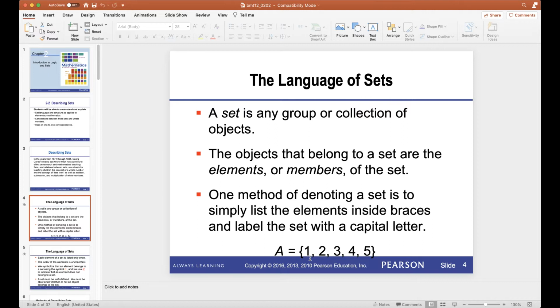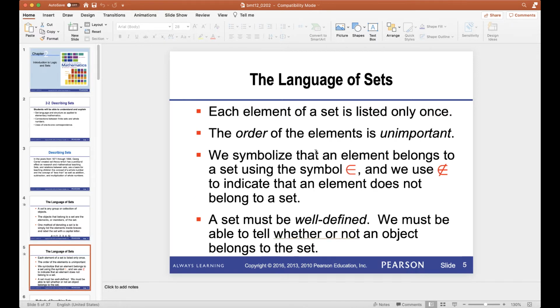So you use a capital letter, it must be capitalized, then an equals sign and curly brackets, and then you list your members. It could be numbers, names, words, pictures, really anything. Each element of the set is listed only once. Even if it appears twice, you only write it down once. The order of the elements is not important.